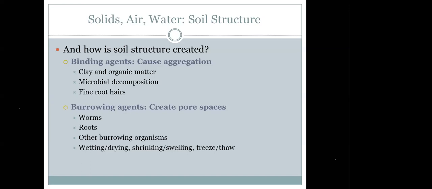Shrinking and swelling does the same thing. Certain clay types, when they get a little bit wet, swell to much larger than their original size. And then when they dry up, they shrink back down as well. That's just a wetting-drying cycle on steroids. And then there's freeze-thaw, which is the same thing. When soils freeze, the water in them freezes and expands, causing the soil to get a little bit larger. It creates these ice wedges throughout the soil. When it thaws, the ice turns back into water, and those ice wedges are left as pore spaces. So all these burrowing processes over time help to break up the soil and create those individual peds.